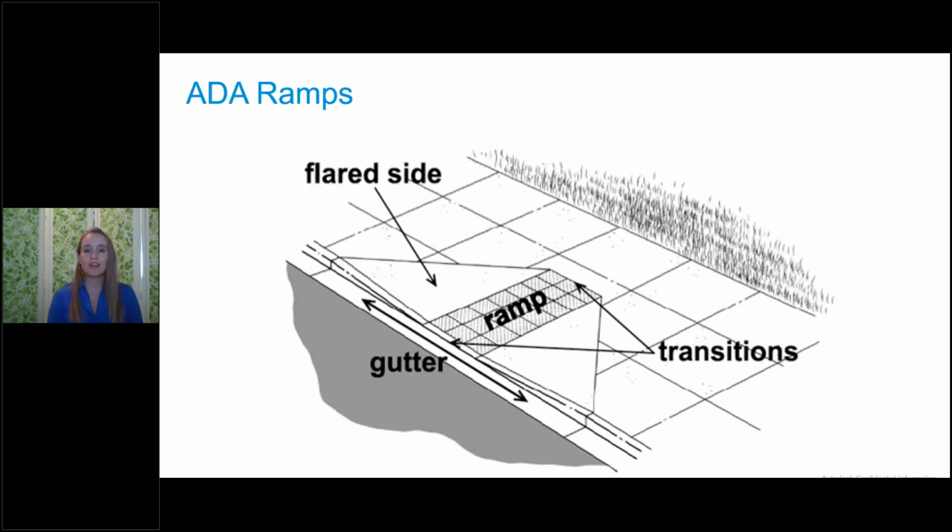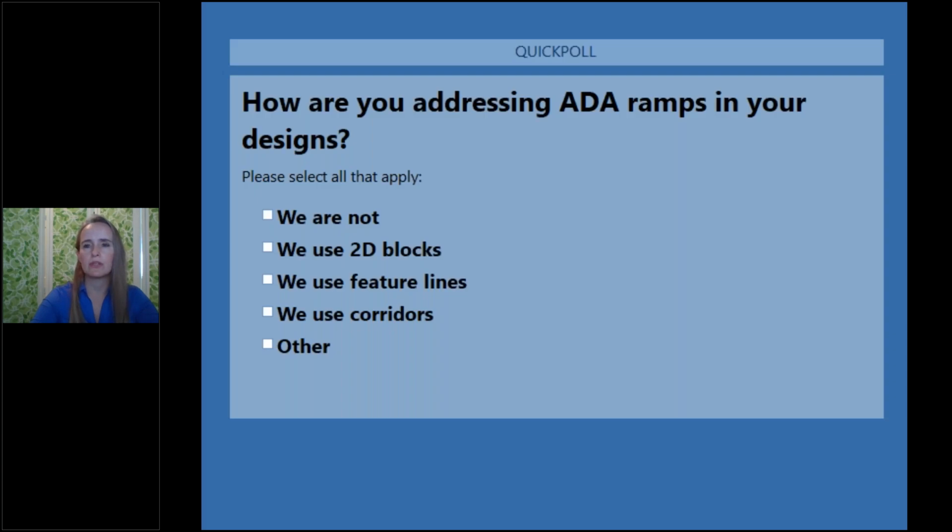But again, today we are going to talk about ADA ramps. So I am going to open up the questions to you. Let me start a poll, because I would like to know how many of you are addressing ADA ramps and how are you addressing them? So the poll should now be open. If you're not doing anything with ADA ramps, let me know that. Just say, no, we're not doing anything. If you're using 2D blocks, great. If you're using feature lines to make that grading happen, or corridors, or maybe you have some other method that I haven't even thought of yet. So I'd love to hear what you're doing.